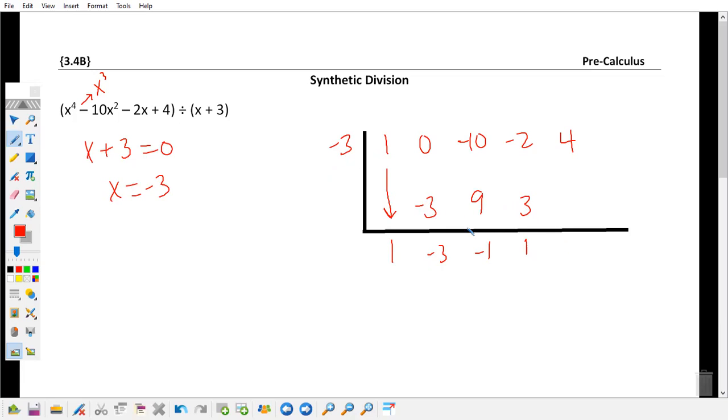-3 times 1 is -3. And what do we get? 1. So it is not a factor. So we just write our quotient. And what is our quotient? Our quotient would be x to the third minus 3x squared minus 1x plus 1. And we have a remainder of 1.